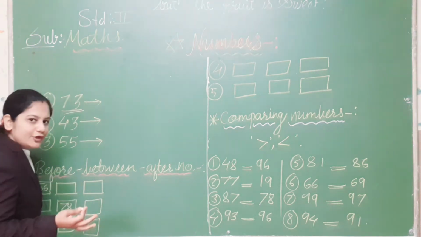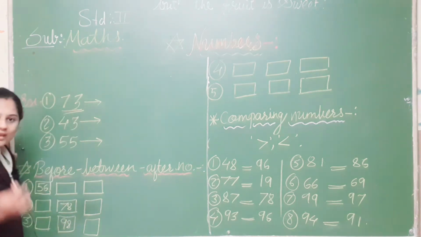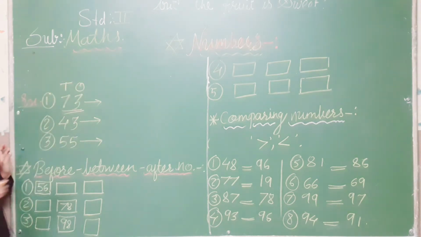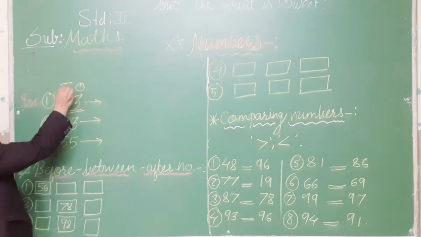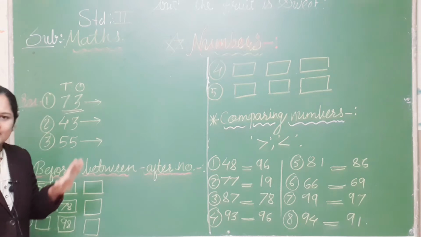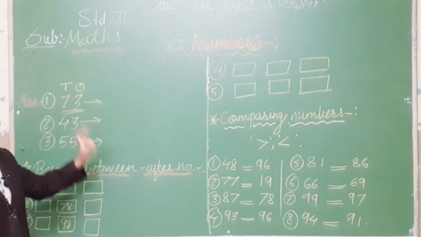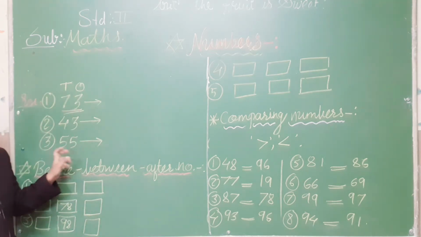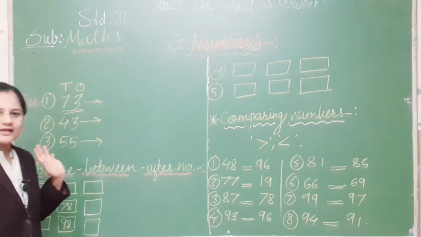In the second video I had explained about the two digit numbers and their place value, that is ones and the tens. Clear? In number 73, 3 is on the ones place and 7 is on the tens place. Same about the number 43. This is also a two digit number. 3 is on the ones place and 4 is on the tens place. After that 55, two digit number. 5 is on the ones place and 5 is on the tens place.